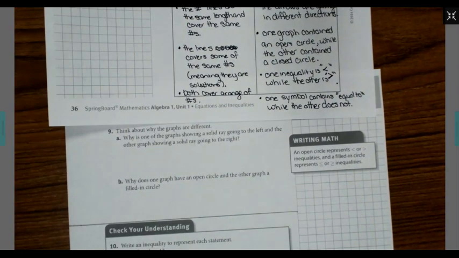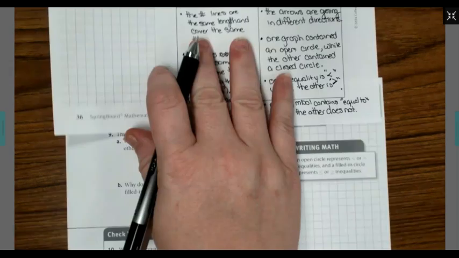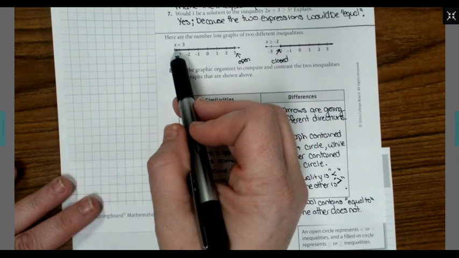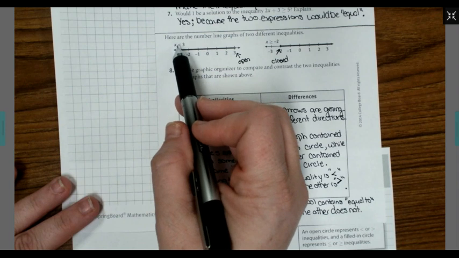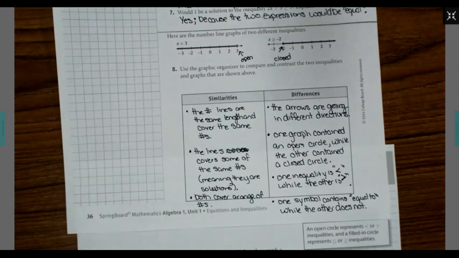So number 9 says, think about why the graphs are different. Why is one of the graphs showing a solid ray going to the left and the other is showing a solid ray going to the right? What might be the reasoning there? Well, let's take a look. This one is showing our ray going to the left. Read that inequality. That inequality says x less than 3. Well, all the numbers on the number line going to the left are smaller than 3.